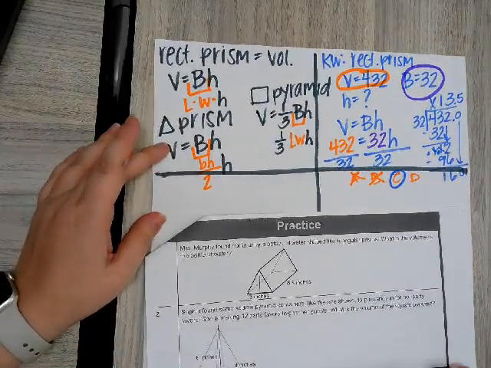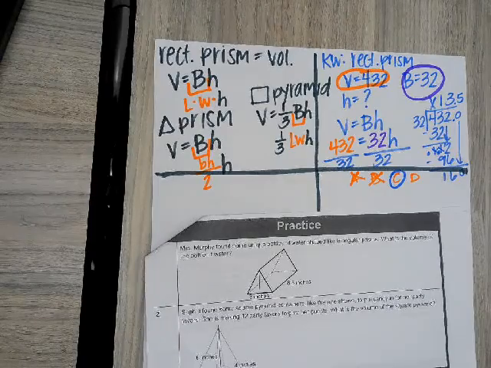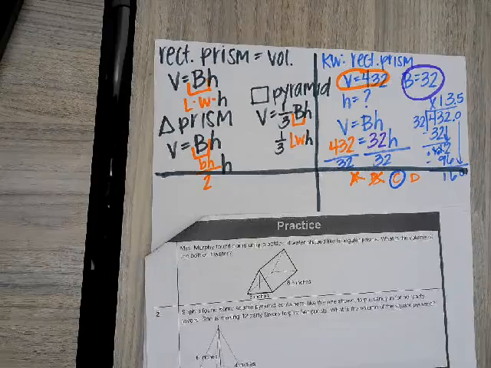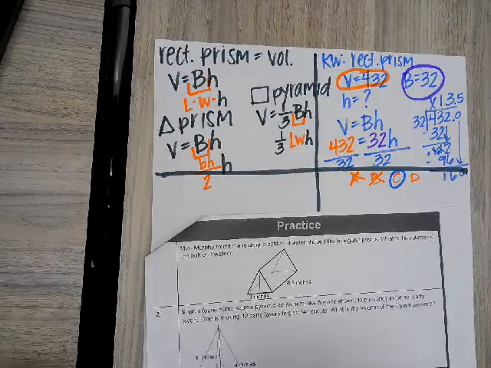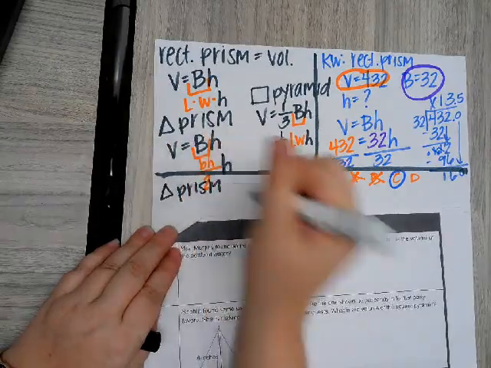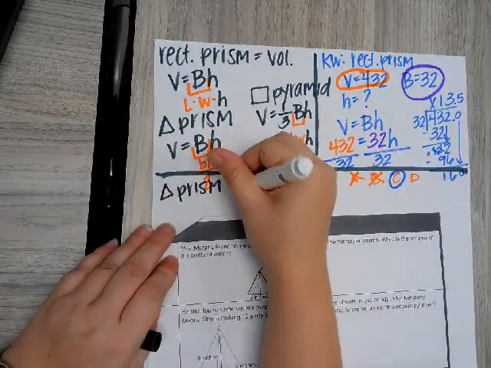Okay, next problem. Shout out to Miss Murphy, drinking that water. Miss Murphy found some unique bottles of water shaped like triangular prisms. So we have a triangular prism. What is the volume?